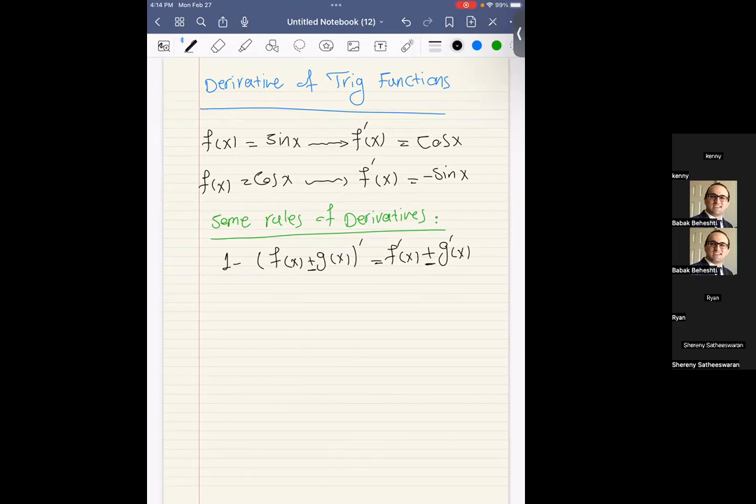The second is called the product rule. And by product, I mean the multiplication of two functions. And that is f of x times g of x, prime, is f prime x times g x plus f x times g prime x. So you can say it like this: the derivative of the multiplication is equal to the derivative of the first function times the second function plus the first function times the derivative of the second function.